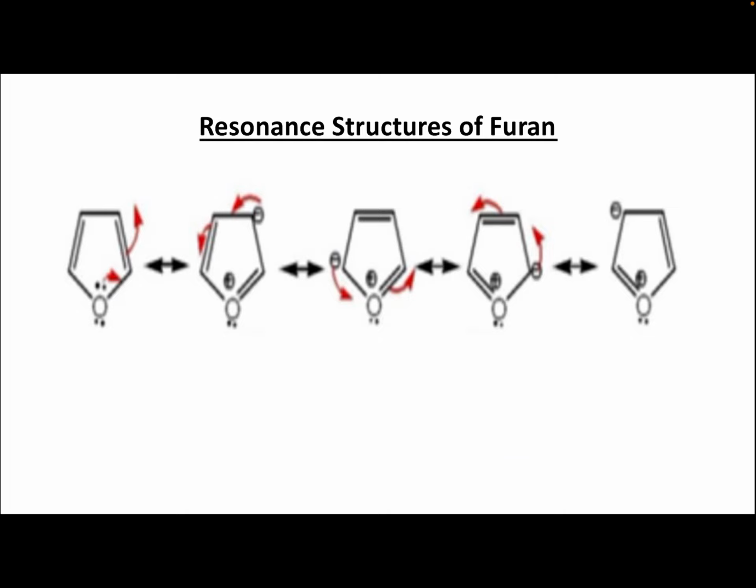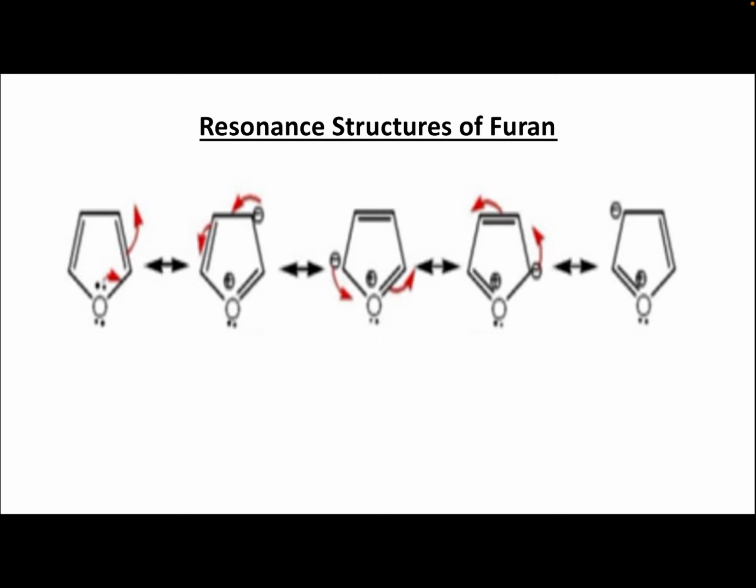These are the resonance structures of furan. You are seeing there are 5 resonance structures of furan. The red arrow is showing how the electrons are shifting. In the first diagram you are seeing the electrons on the oxygen are shifting to the right side, and a bond is formed, and one of the bonds is shifting and a negative charge is formed. In the second diagram the negative charge is again shifting to form a double bond, and on the left side the arrow is shifting and a negative charge is formed.